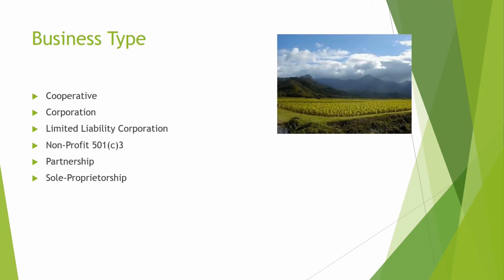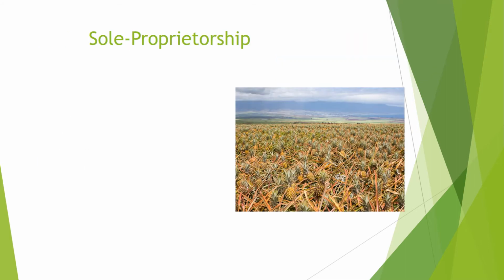So we have a cooperative, a corporation, limited liability corporation, also known as an LLC, a nonprofit, 501c3, and partnership, and a sole proprietorship. So let's go through each one. Alright, so the first and most simple type of business structure is a sole proprietorship. This is the quickest and easiest business structure to adopt.